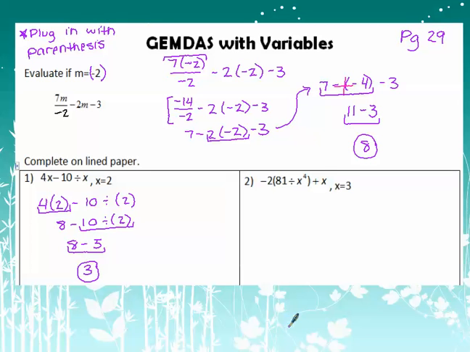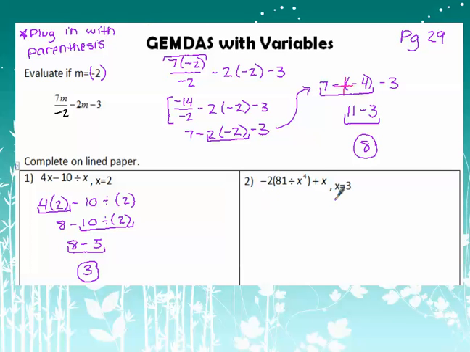Try number 2 on your own. Pause the video here, try it on your own, and when you're ready to check your work, unpause the video. Now that you've done this one on your own, let's check it together.